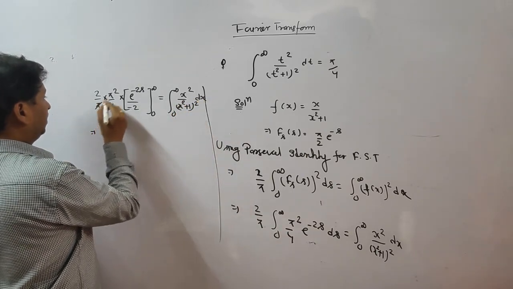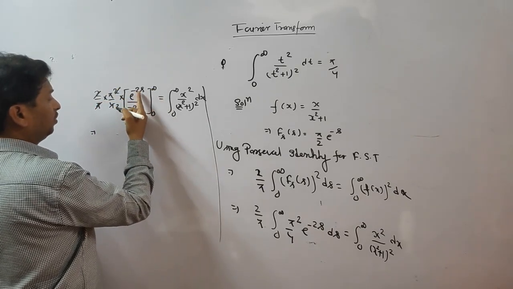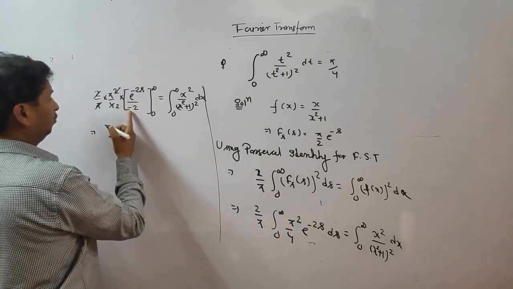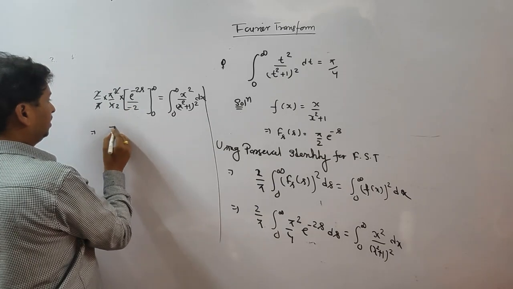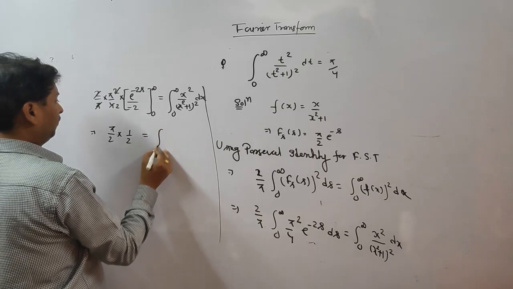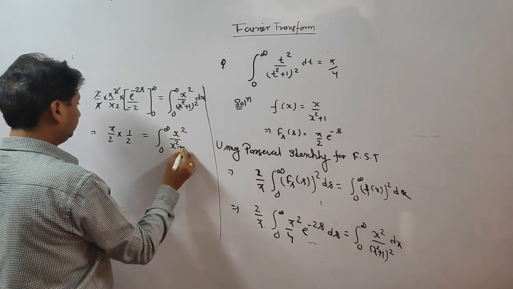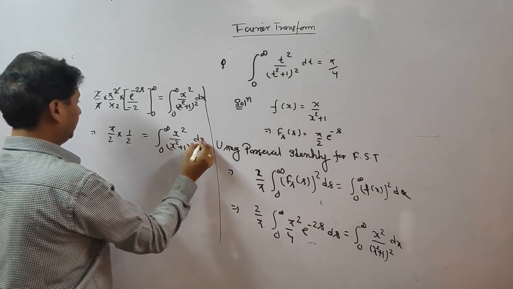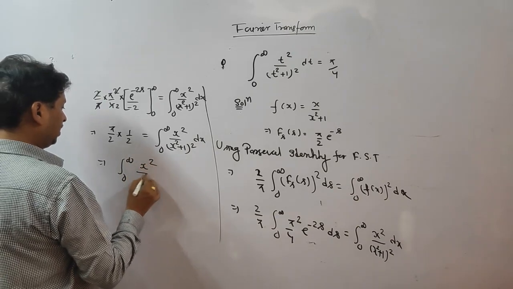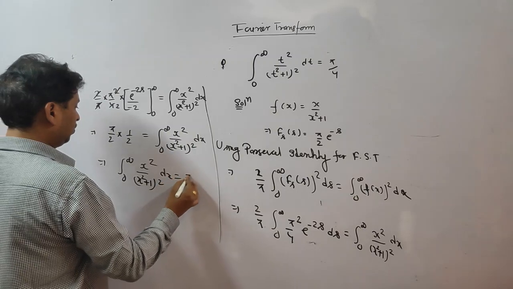Now you simplify this, pi cancels, 2 cancels. Now when we put infinity, value is 0. When we put 0, value is minus 1 by 2, because minus minus, it is pi by 2 into 1 by 2 is the value of the integral 0 to infinity x square upon (x square plus 1) whole square dx. So the integral 0 to infinity x square upon (x square plus 1) whole square dx is equal to pi by 4.